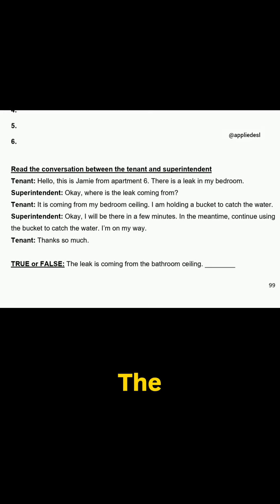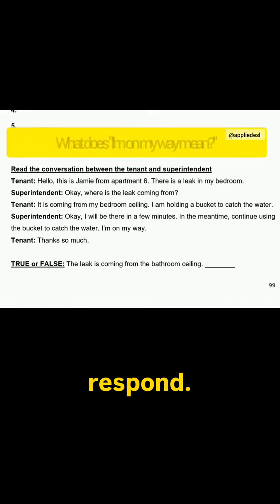True or false? The leak is coming from the bedroom ceiling. So for this one, you can ask this whole class this question and they can just tell you the answer, or you can have a student ask their classmate and they can respond.